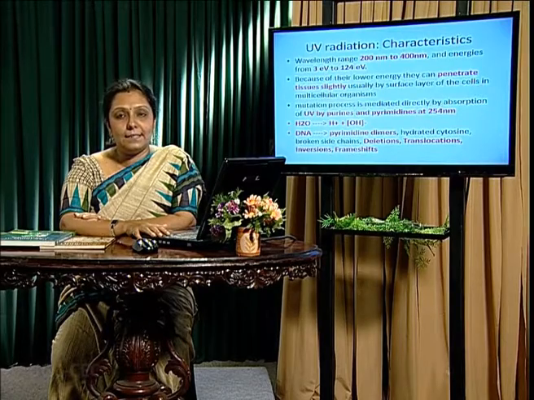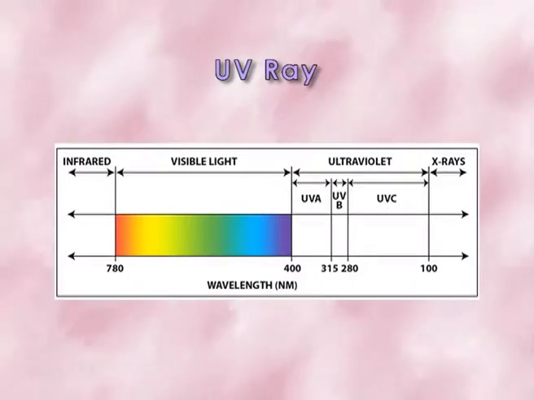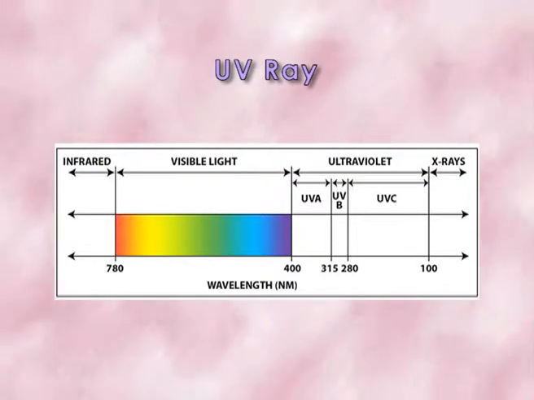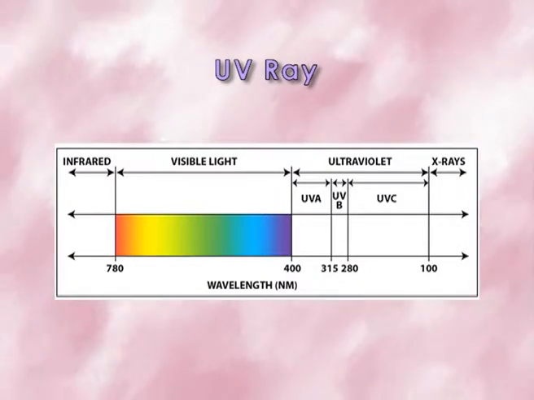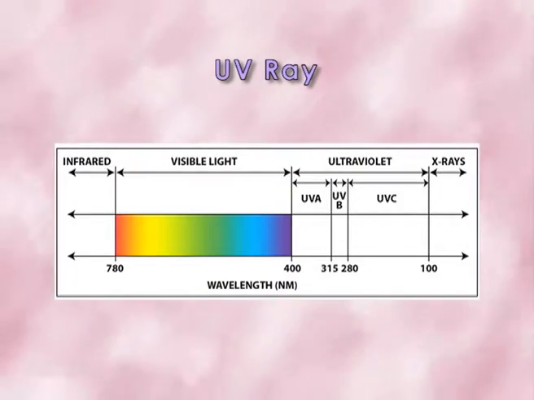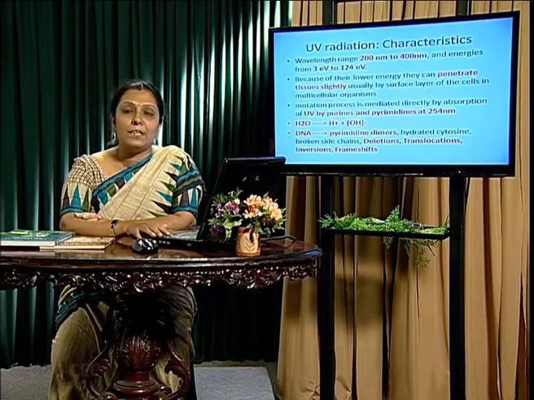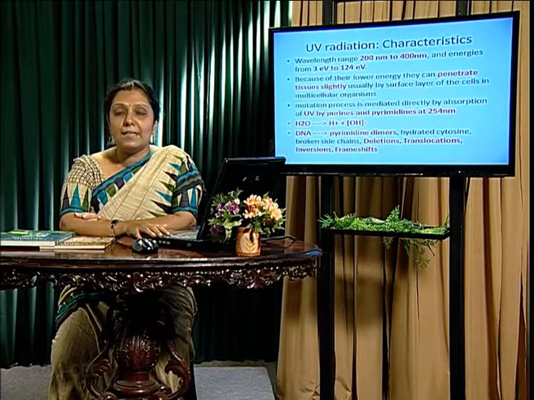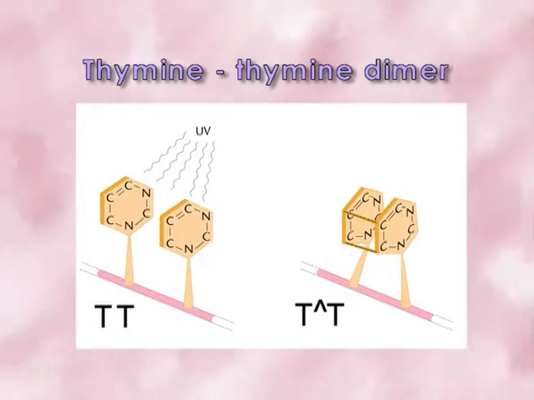Number 1, characteristics: it has a wavelength from 200 to 400 nanometers, and the amount of energy is 3 electron volts to 124 electron volts. Ultraviolet radiation is absorbed by purine and pyrimidine at 254 nanometers, and it is less penetrating than X-ray. It causes the formation of H plus and OH minus and causes thymine-thymine dimer formation.